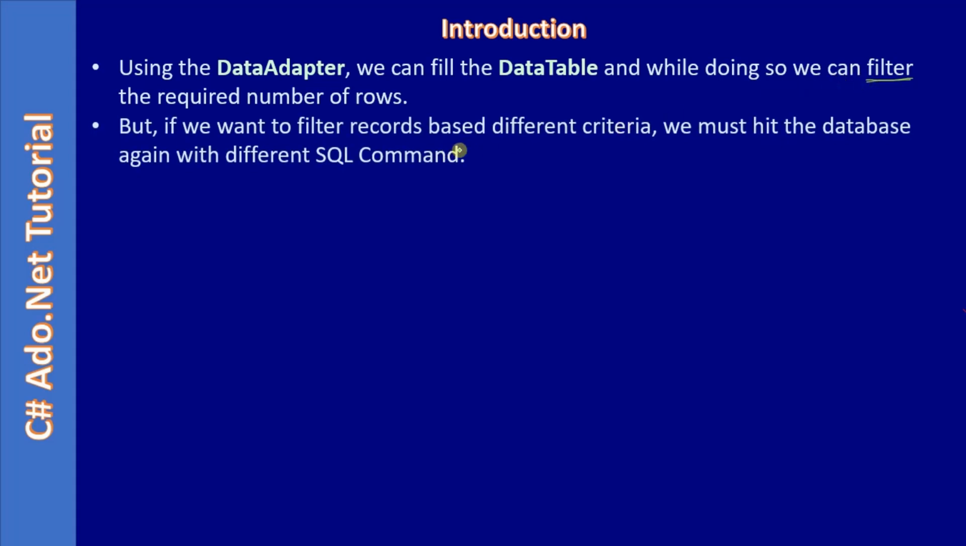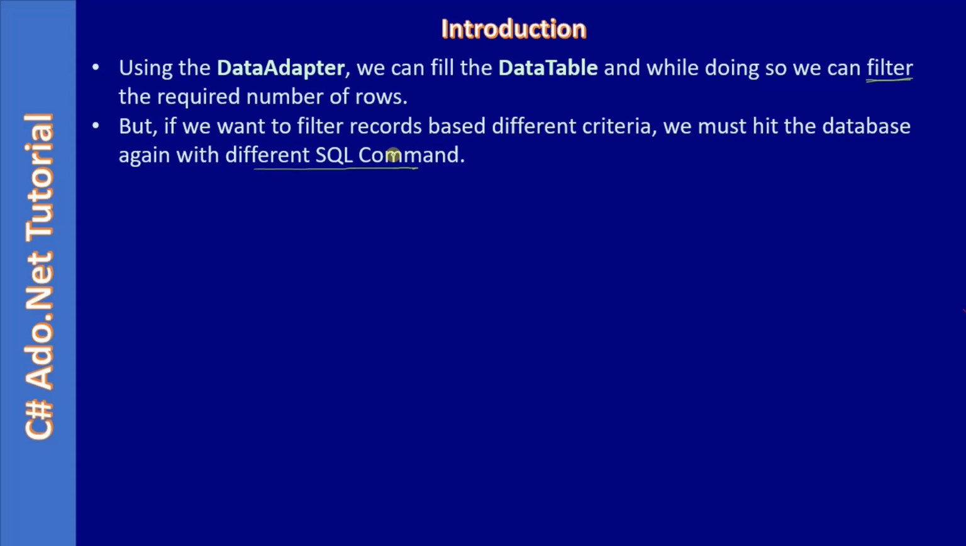But if we want to filter records based on different criteria, we must hit the database again with a different SQL command. That means you will modify your where condition, or you will use a parameterized query, and you will hit the database again with the modified where condition. So this will cause a round trip to the database. That means you have to hit the database and retrieve a different set of records, which will be a subset of what was already retrieved.